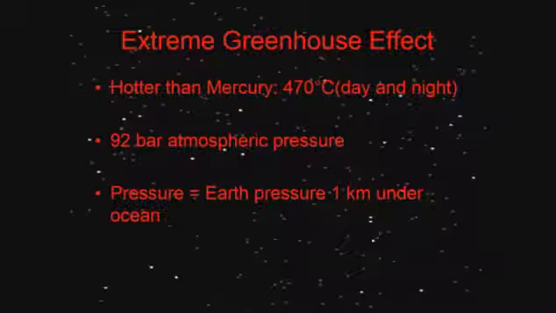You're talking 92 bar atmospheric pressure, so you're packing a lot of gas into a small space, and most of it, in fact 96% of it, is carbon dioxide. Now when the carbon dioxide is surrounding this planet, radiation passes through it and then is trapped inside. So the temperatures on Venus are actually 470 Celsius both day and night. So we're looking at temperatures hotter than Mercury, a planet that's actually closer to the Sun.